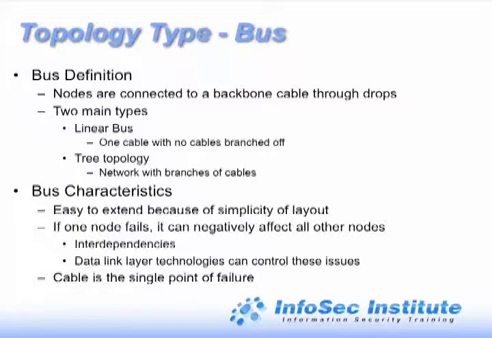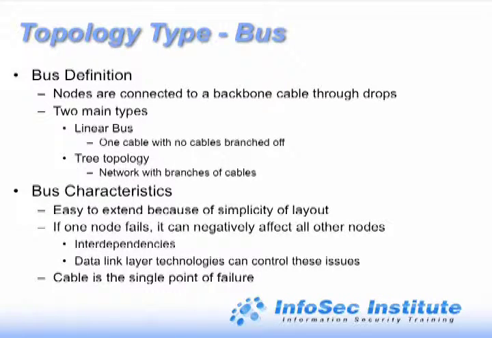Okay, bus definition. Nodes are connected to a backbone through cable drops. Two main types. There's the linear bus, which is one cable with no cable branch offs. And then there's the tree topology, which is a network with branches of the cables. So you're going to have your main line, then you're going to have a T connector, and that T connector is going to have another line, and potentially a T connector off that line.